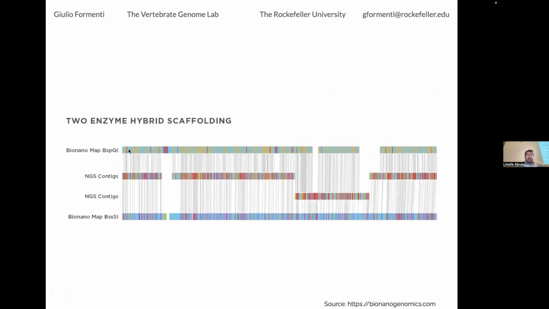On the top, you have a Bionano map. And after you have your contigs, then you can align. And in this particular case, it's 2 enzymes.